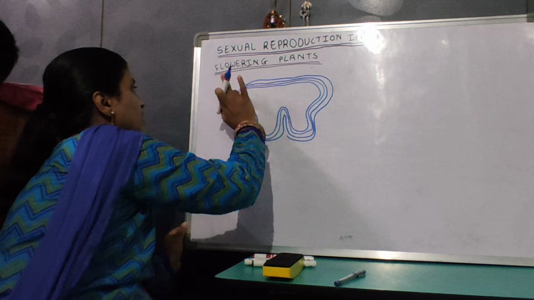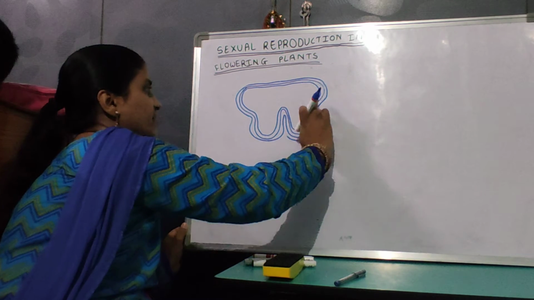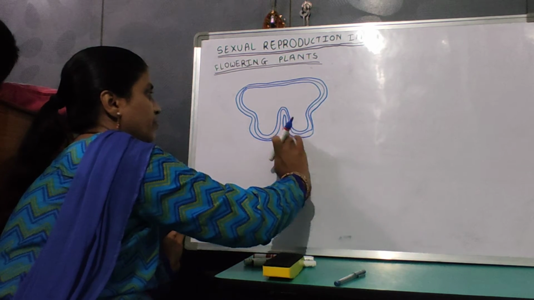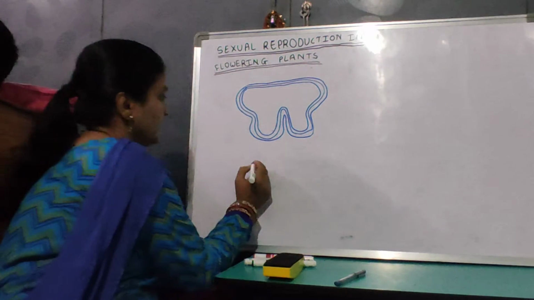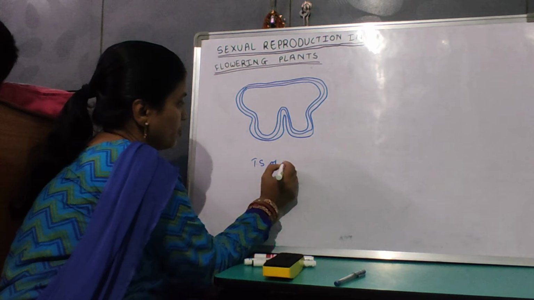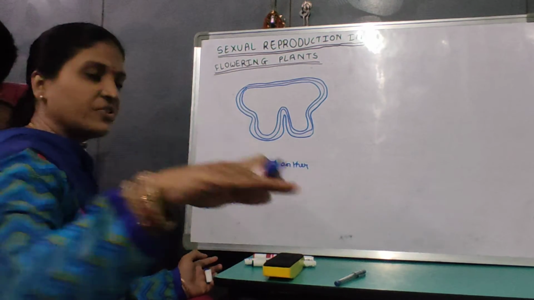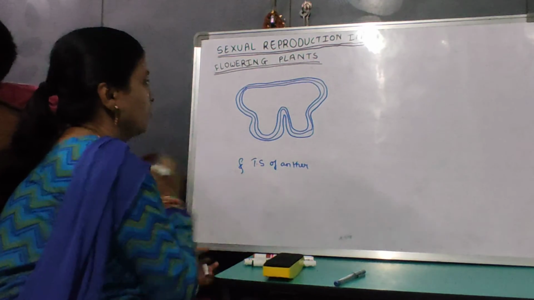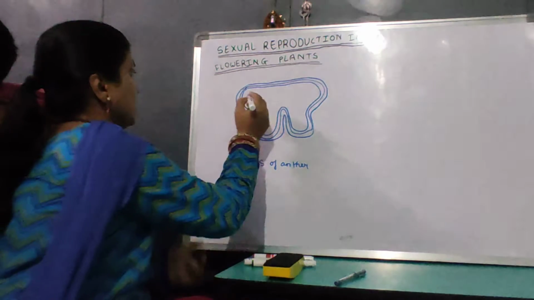This is the transverse section of anther. Longitudinal section means like this. Transverse section means like this. Okay. So if we see the transverse section of anther, it will be like this.